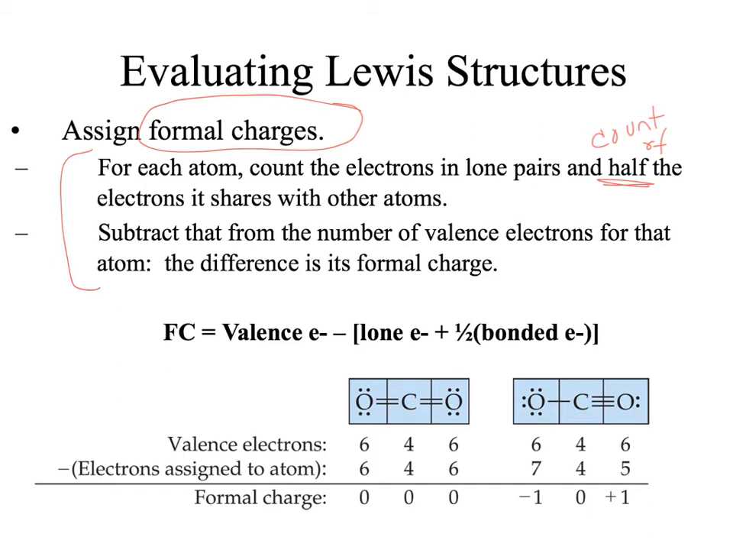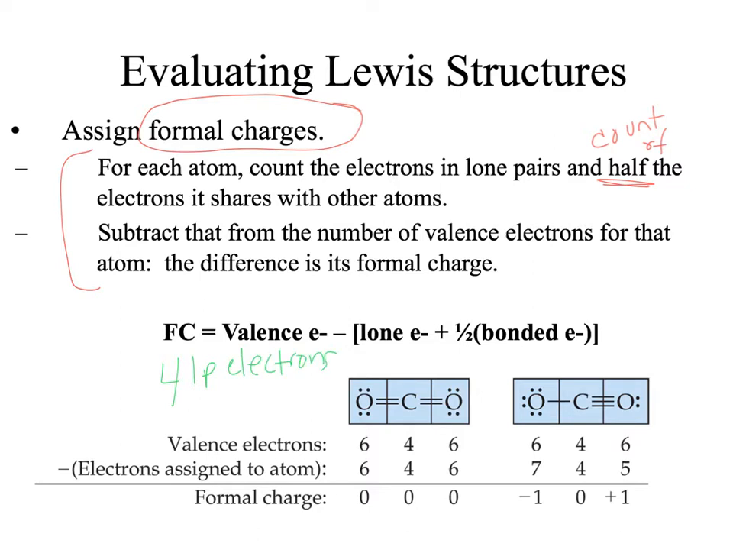So we're going to count the electrons in lone pairs around oxygen. We're just going to look at oxygen right now. Oxygen has 2 lone pairs, so I'm going to write that here. 2 LPs, 4 LP electrons. 2 lone pairs are 4 lone pair electrons.